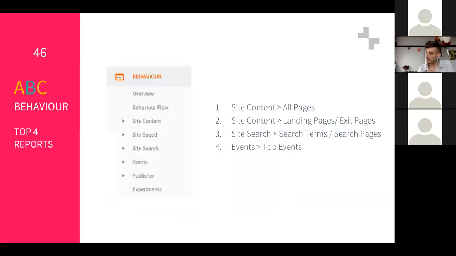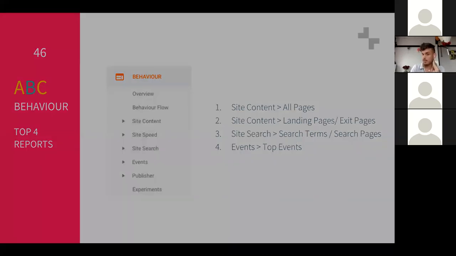So the next part is about behavior. What did the people do on your website, basically? The 4 reports that I will cover are All Pages, Landing Pages, Search Terms, and Top Events. Once again, these are not the only reports that you should be looking at. They're the ones that I tend to use a lot.